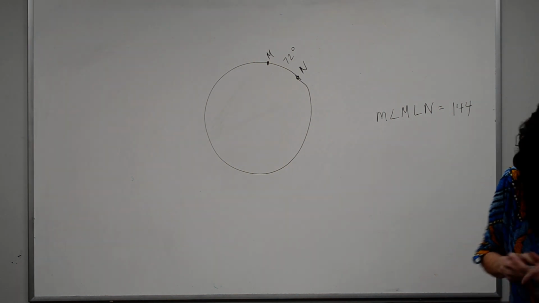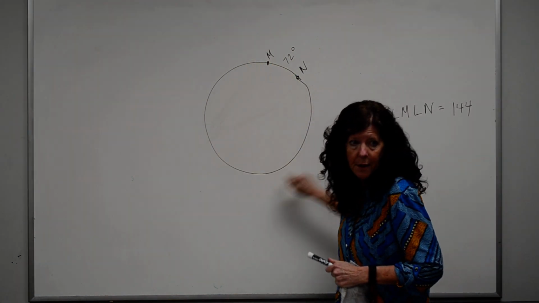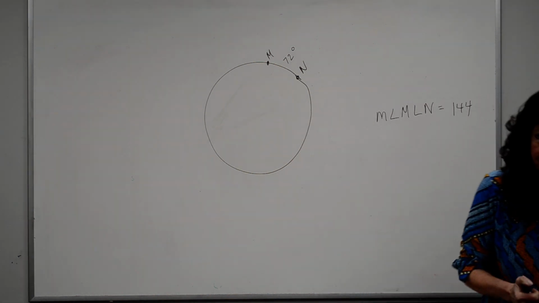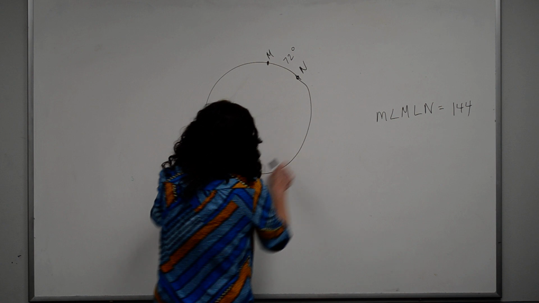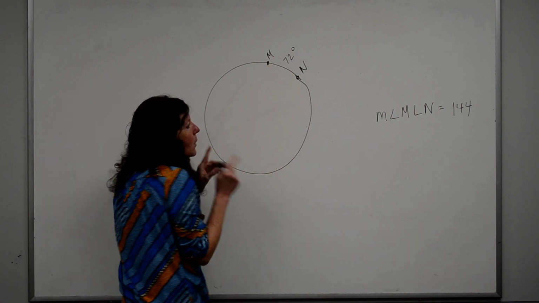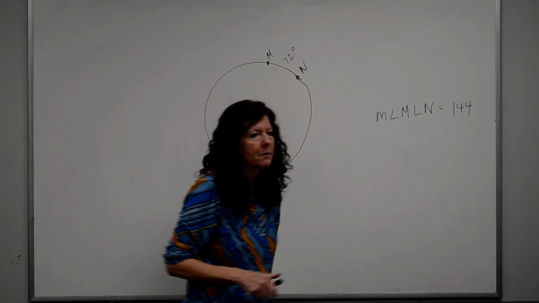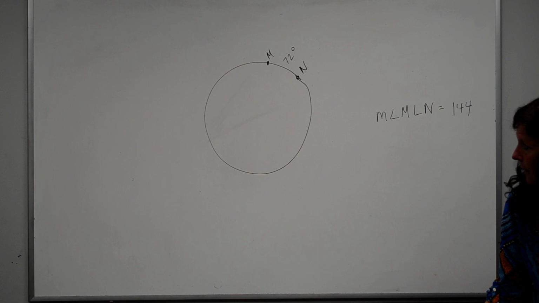Now, I'm going to tell you, success is either going to be between those two or it's going to be out here. It's going to be one of the two. So find the probability. When I put the L somewhere on this circle, I want the angle MLN to be 144. Okay, so what's the probability of that?